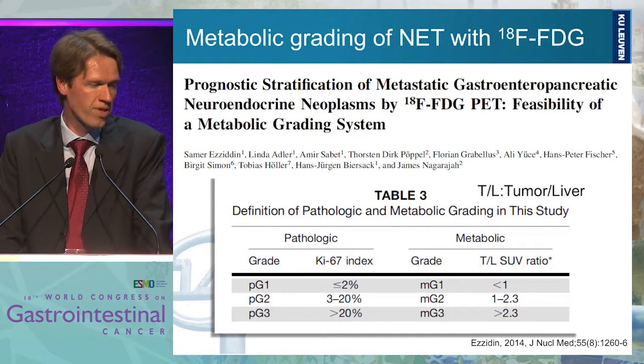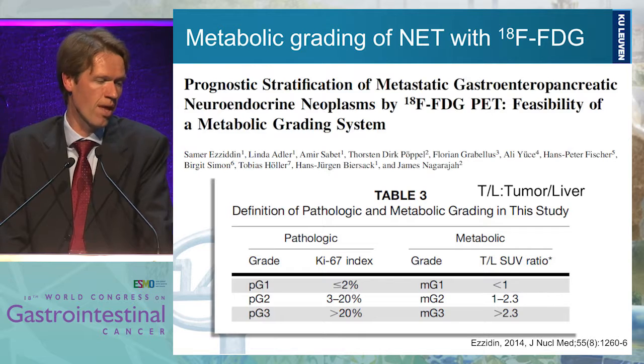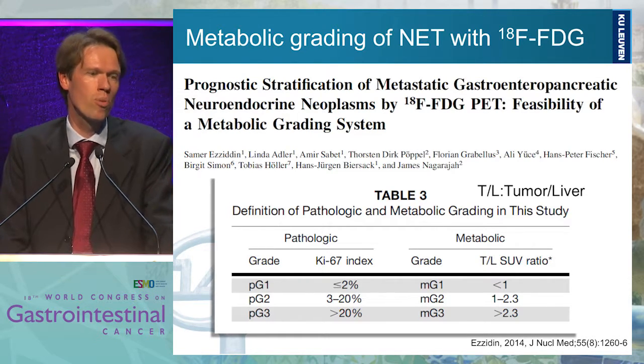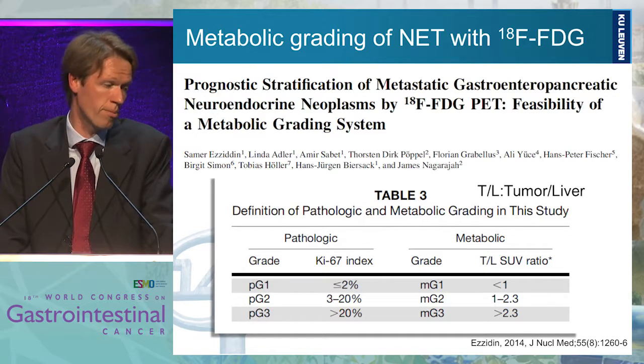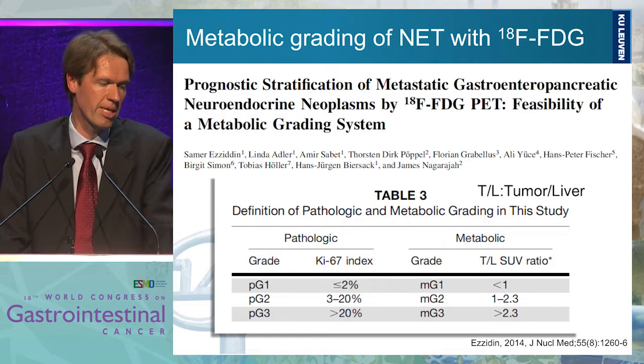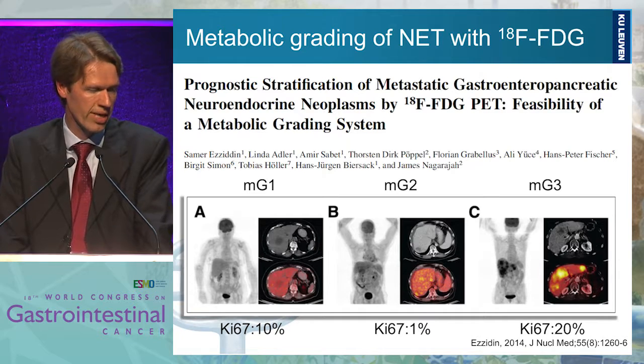And the group of Samer Ezidin in Bonn has taken this one step further, and they have proposed a metabolic grading system of NET by looking at the FDG uptake and looking at the tumor to normal liver ratio. If the ratio is less than 1, it's a metabolic grade 1. If it is above 2.3, it's a metabolic grade 3, and in between it's metabolic grade 2.